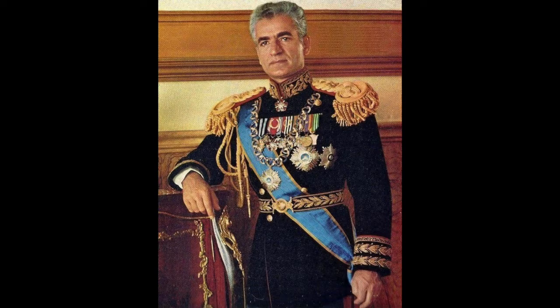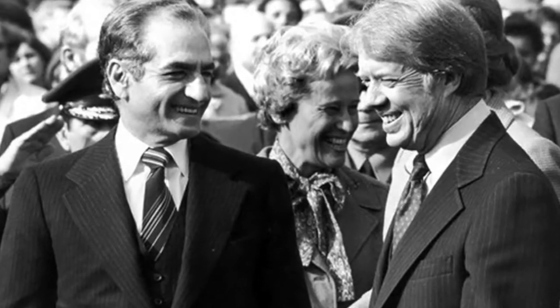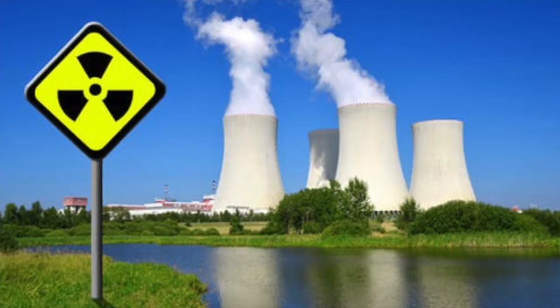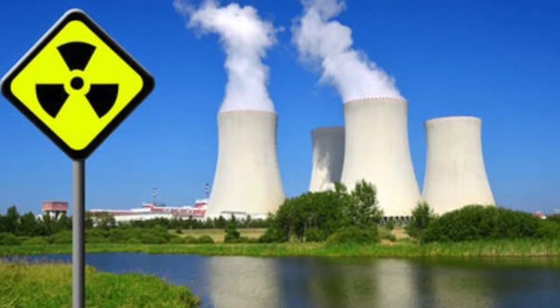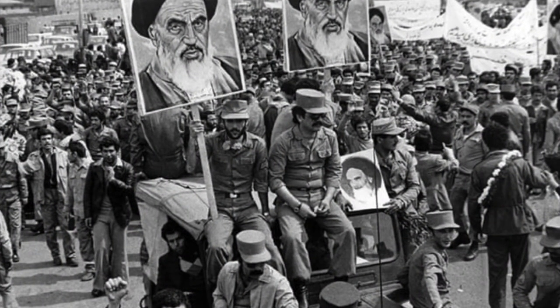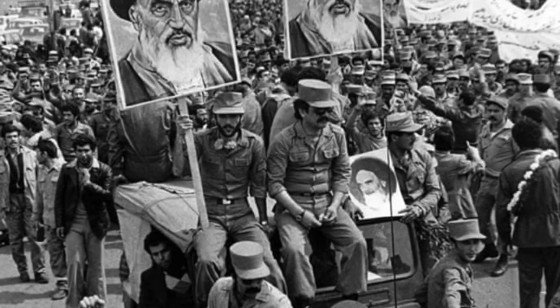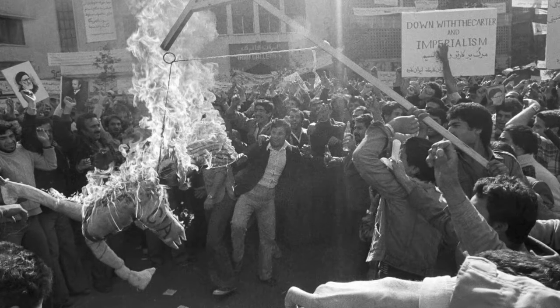After the prime minister's overthrow, the US helped the Shah, Pahlavi, back into power. The US supported the Shah very heavily, helping the country financially and even helping the nation develop a nuclear energy program. The US helped Iran by giving them a nuclear reactor in the 1960s that is actually still in use up to this day. In 1979, revolutionaries in Iran overthrew the government and the American-supported Shah.